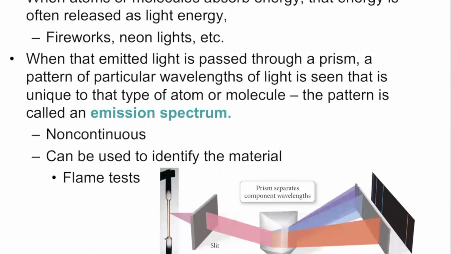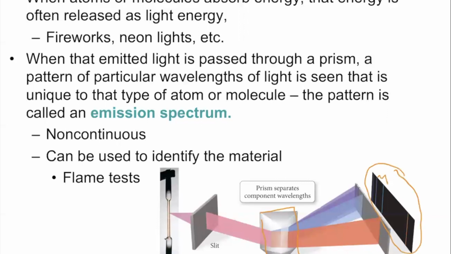When that emitted light, so when it releases, we call it emitted, passes through a prism, which is like this little triangle, it kind of breaks that light into a pattern of particular wavelengths. And we're going to see unique patterns, called an emission spectra, which you see here. You're going to have different lights at different distances between each other, and that is going to be unique for each material.